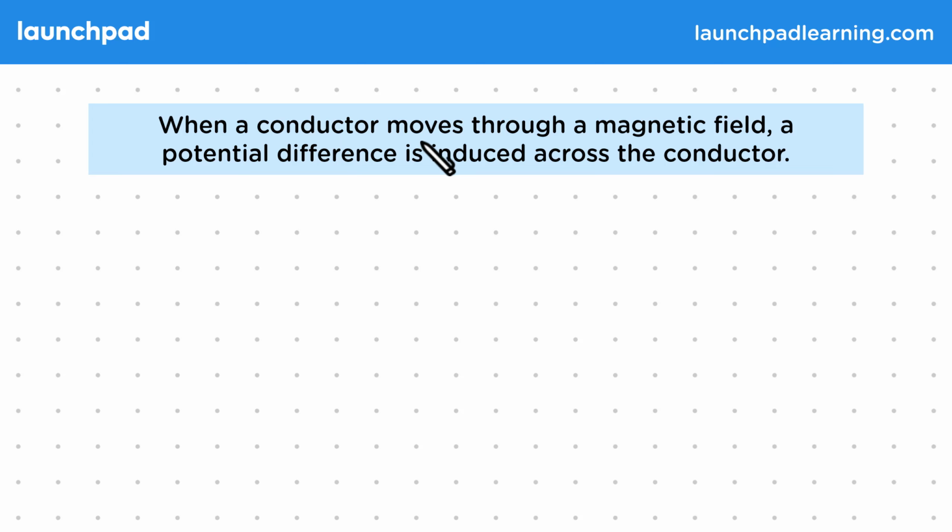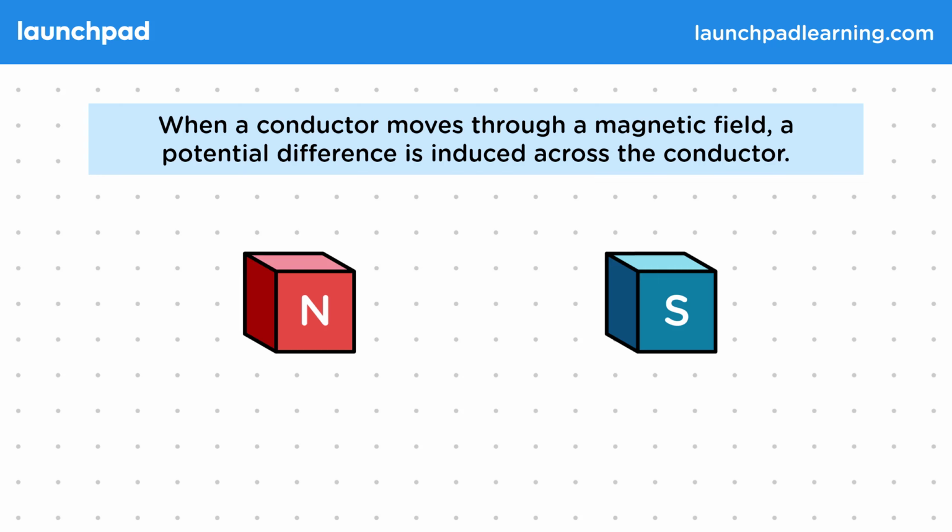When a conductor moves through a magnetic field, a potential difference is induced across the conductor. So here the word induced simply means to be created by something. The simplest way of demonstrating this is by waving a conductor between two magnetic poles. Remember that there will be a magnetic field between these, which we can represent with field lines.